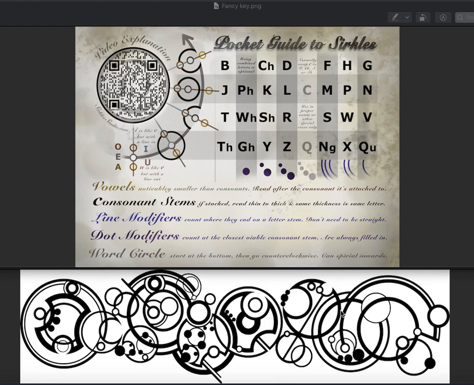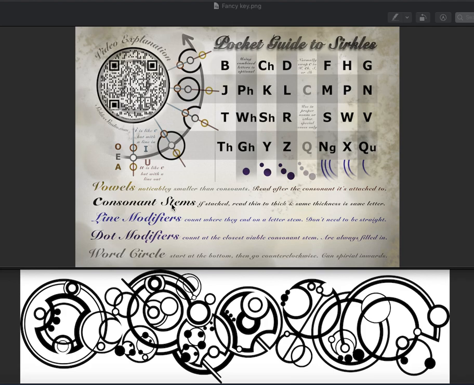It was done using Loren Sherman script, and unlike the regular alphabet where there's only one way to write each letter, this alphabet uses a combination of letter modifiers in conjunction with different letter stems to make the different consonants. So a B is a deep divot stem with no modifiers, so it's a deep divot. And then a CH is a two-dot modifier on a deep divot stem.